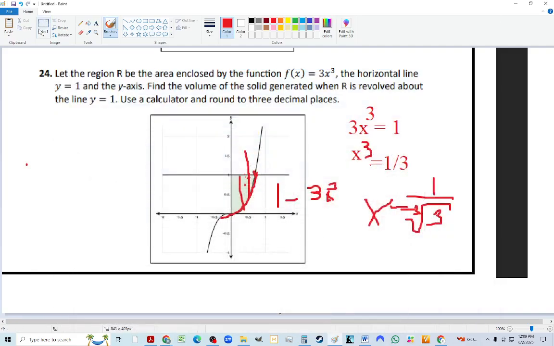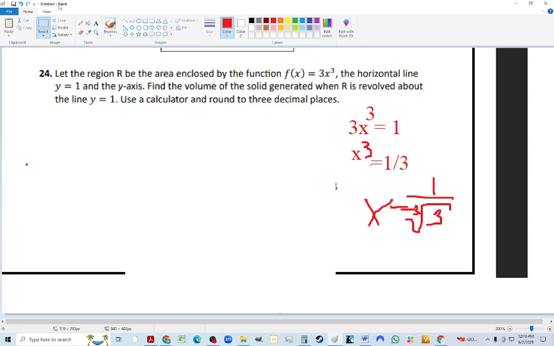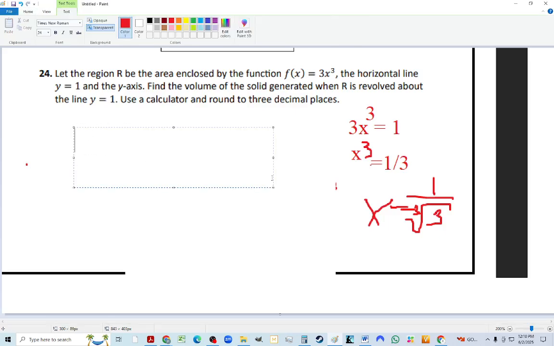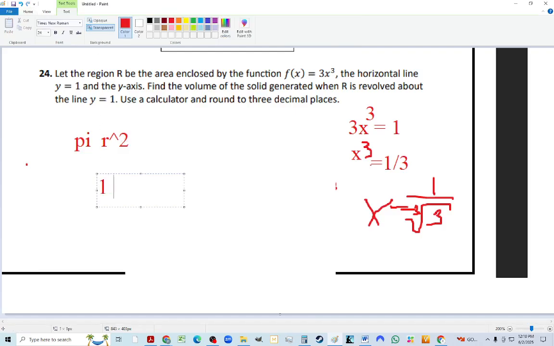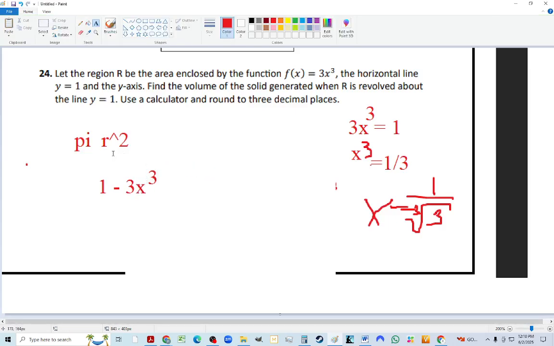So looking at that, now that I know that, I have to do pi r squared. But I know my radius is 1 minus 3x cubed. That's my radius. If you're confused about that, let me know. And I'll have to square it.